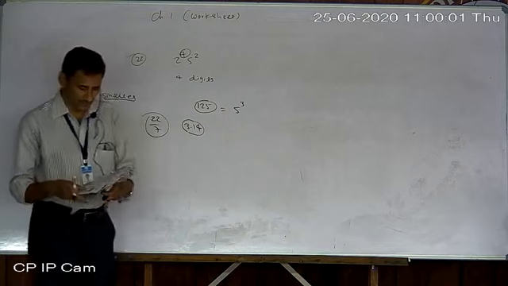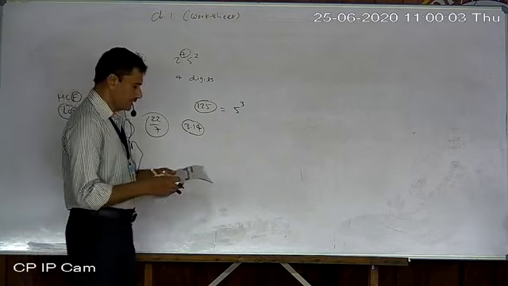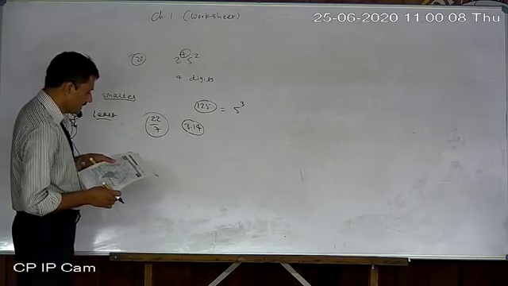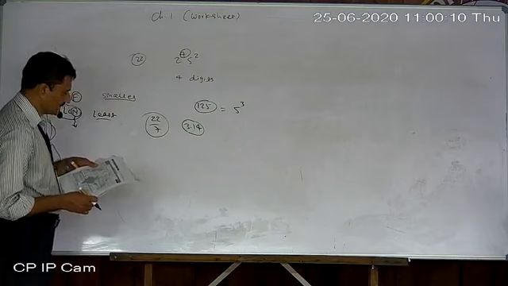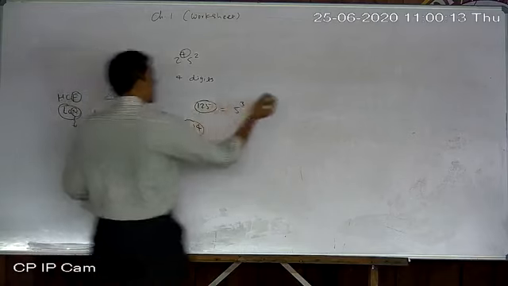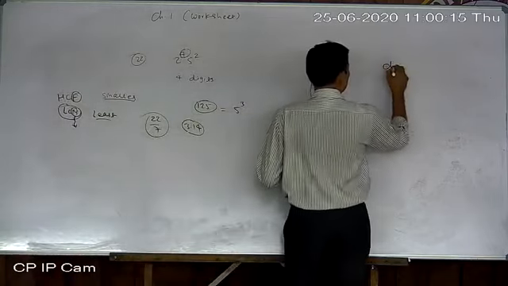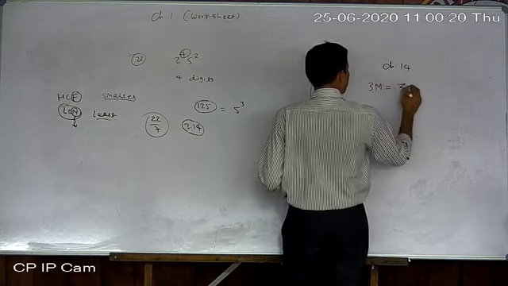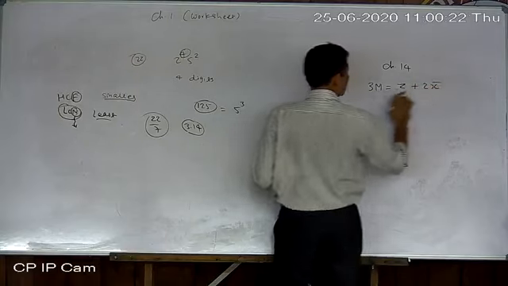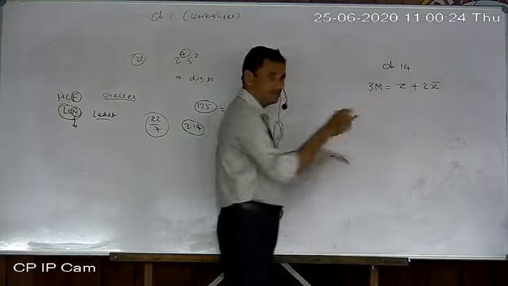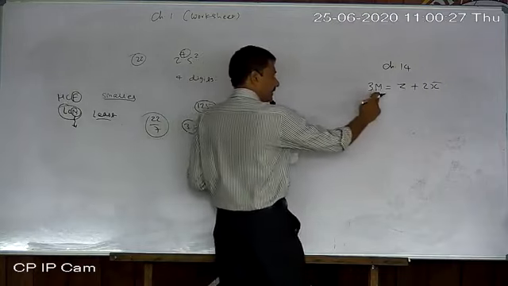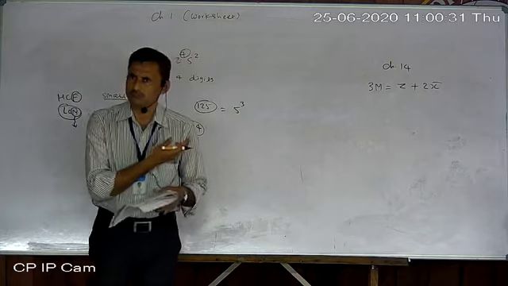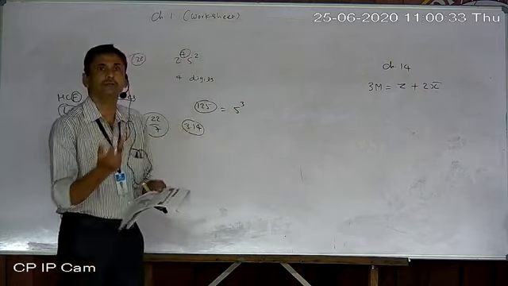See, the first one. In some data, z is given 10 and x bar 25. So in statistics, chapter 14, mostly this formula is used. 3m equal to z plus 2x bar, that empirical formula relating mean, median and mode. 3 times median equal to mode plus 2 times mean. So use this formula and find out the remaining one, the missing one.